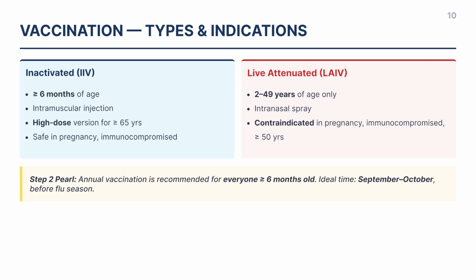The live attenuated influenza vaccine, abbreviated LAIV, is given as an intranasal spray. It is approved only for ages 2 to 49 and is contraindicated in pregnancy, immunocompromised patients, and adults 50 and older. Step 2 Pearl. Annual vaccination is recommended for everyone 6 months and older. The ideal time to vaccinate is September or October, before flu season peaks.